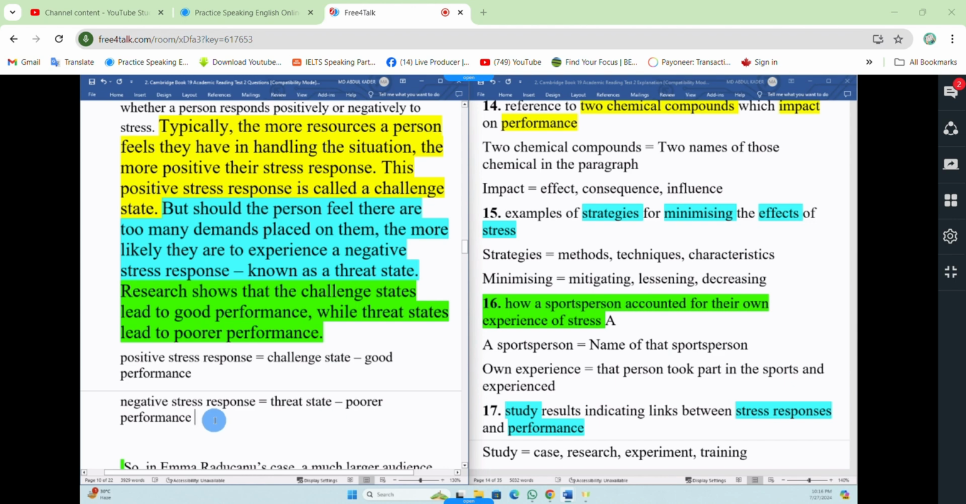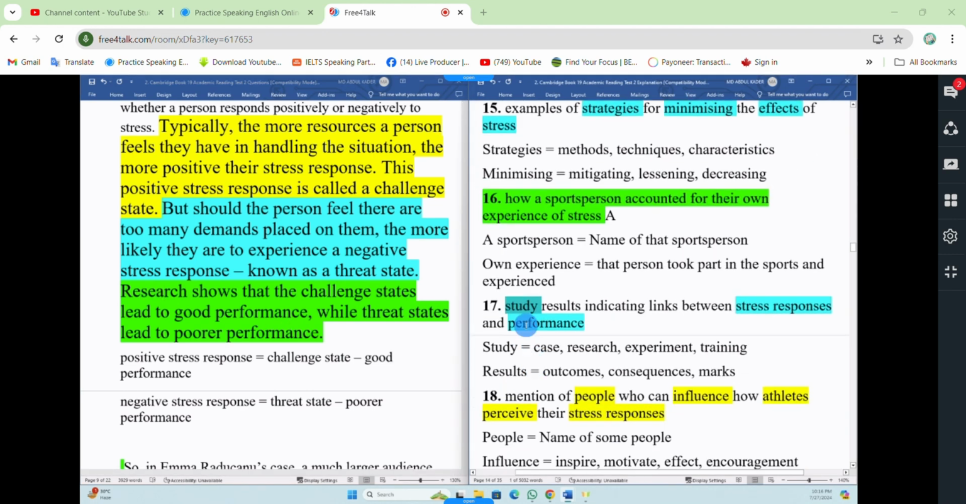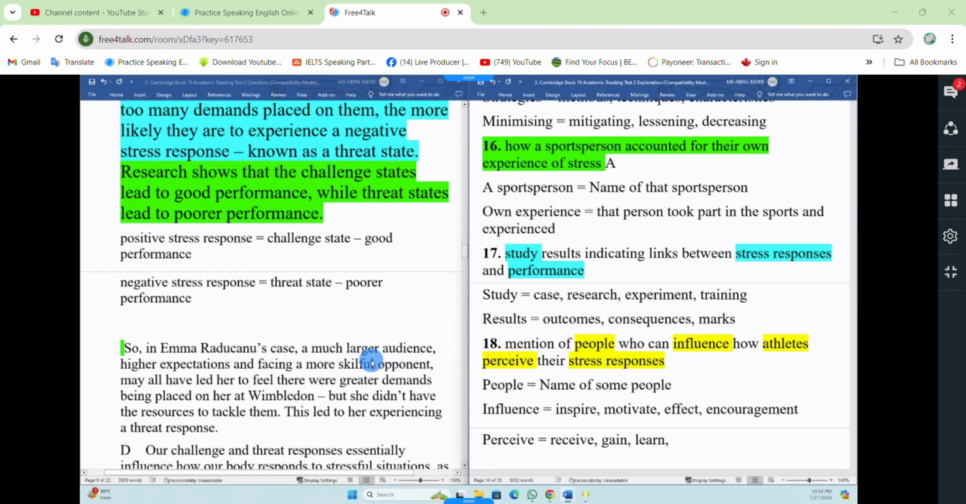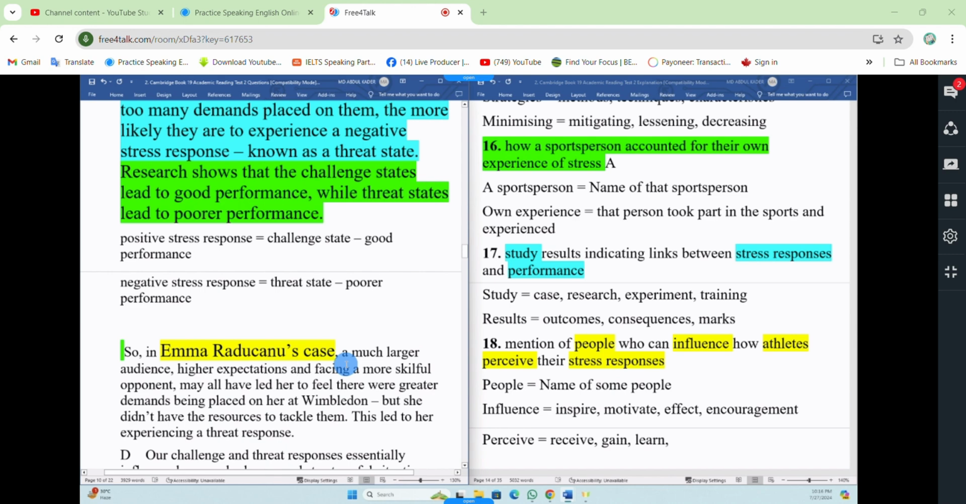So definitely we can say that this is our study, or this is our research. So here we can see the word research, and we can see the word question number 17. This is a study. So study means result, and finally we got the word, yes, case. Emma Raducanu's case. So in Emma Raducanu's case means in Emma Raducanu's study. Emma Raducanu's study or Emma Raducanu's case?